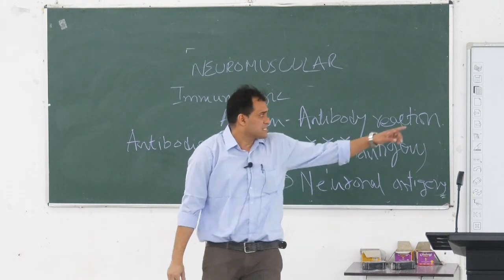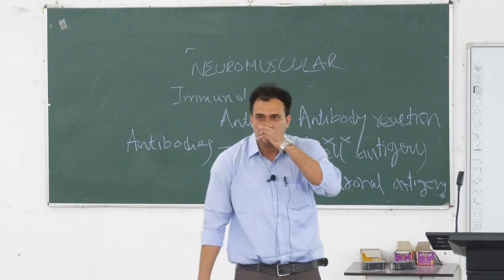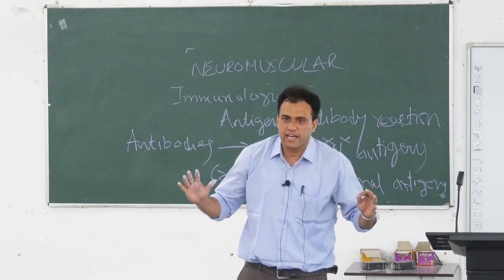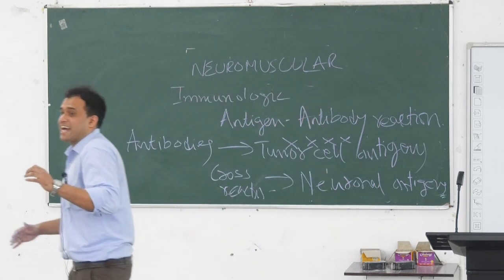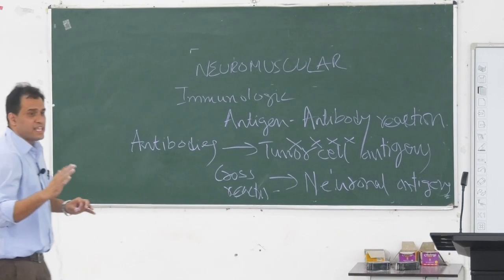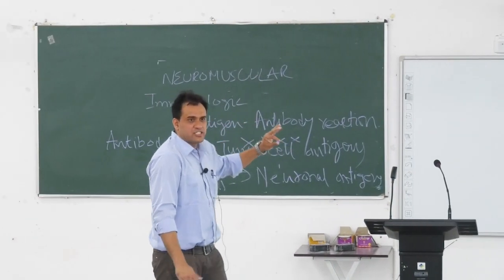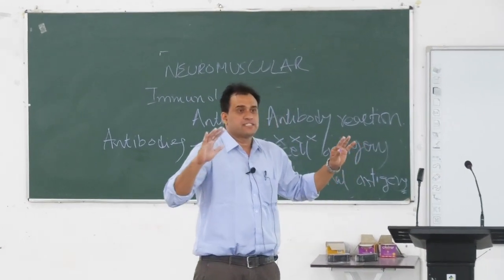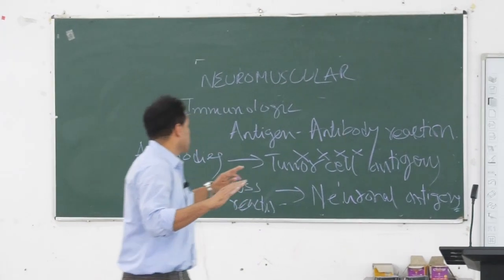So the mechanism is, yeah, it's written here. Immunologic mechanism. Antibodies which would actually react against the tumor cell antigens cross-react with neuronal antigens, normal neuronal antigens. That's why it's an immunologic mechanism, an antigen-antibody reaction.